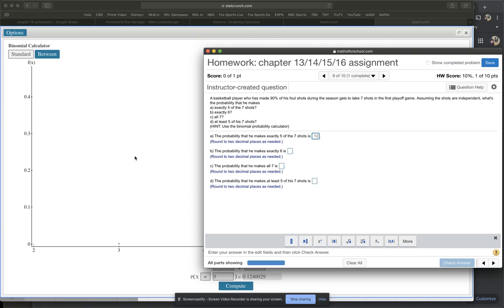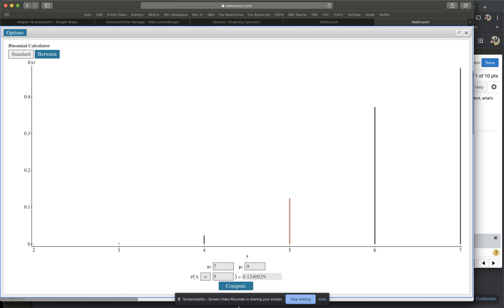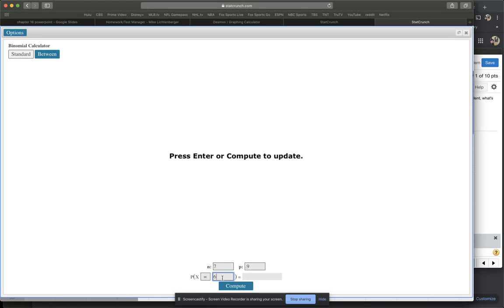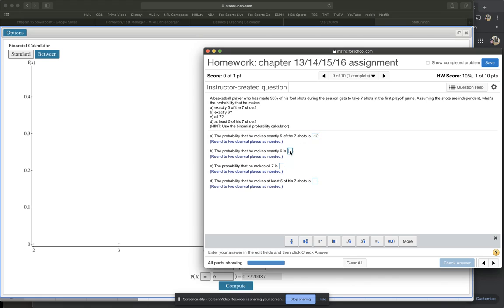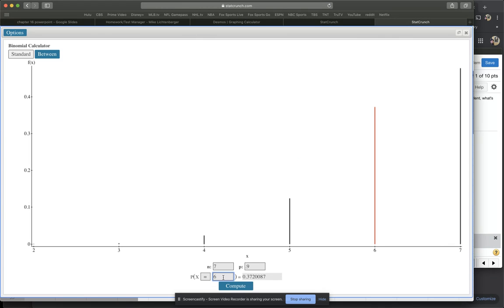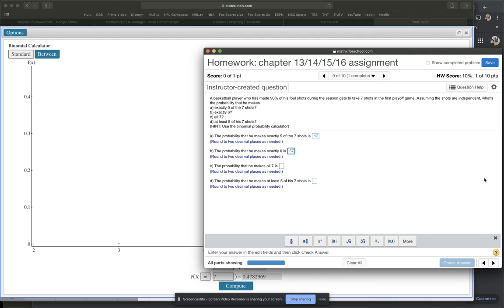Probability that he makes exactly 6 shots. So this is going to stay the same, and I'm going to change the 5 to a 6. And we get an answer of 0.37. The probability that he makes all 7. So again, change the 6 to a 7. And we get 0.48 if we round to 2 decimal places.